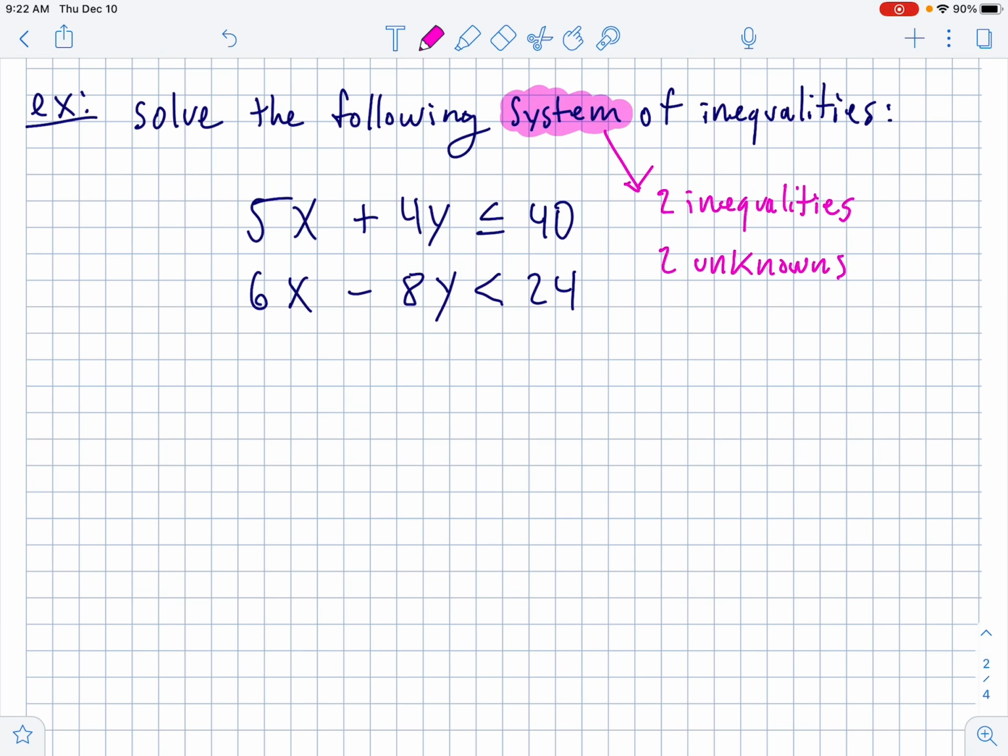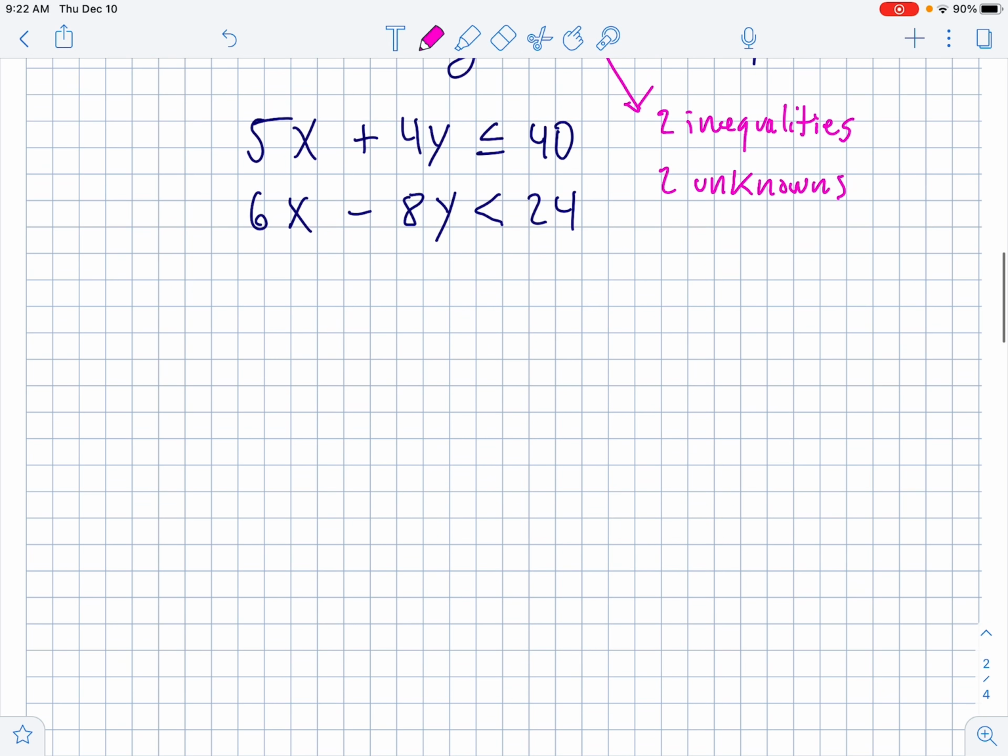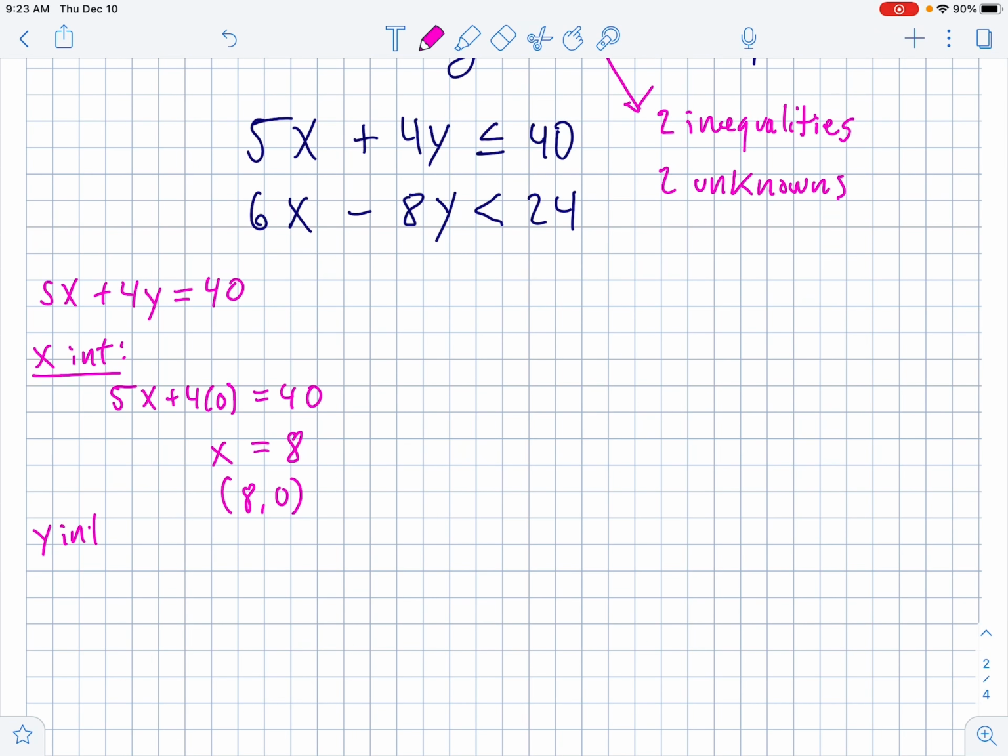Okay, here's the plan. Because they're in the form of ax plus by is less than or equal to something, I think we should just find the x and y intercepts rather than putting it into slope intercept form. Let's just find the 2 intercepts and then connect them with a straight line. So for 5x plus 4y, and we can just pretend it's equal to 40, the x-intercept is when you make y 0. So this would be 5x plus 4 times 0 is equal to 40. So then when you solve that, you get x is equal to 8, which means that the x-intercept is 8, 0.